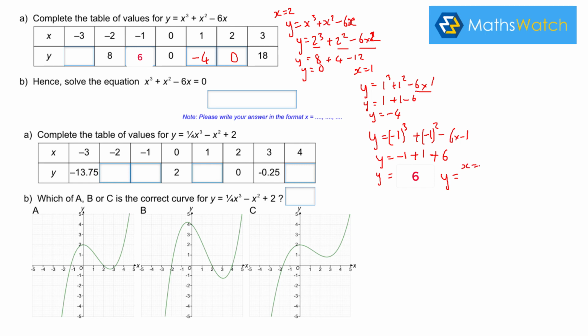Now, when x equals minus 3, minus 3 cubed is minus 27, plus x squared, so minus 3 times minus 3 is 9, and minus 3 times minus 6 is 18, and that's what I mean by working out each term by each term. So y is going to be 0 here.